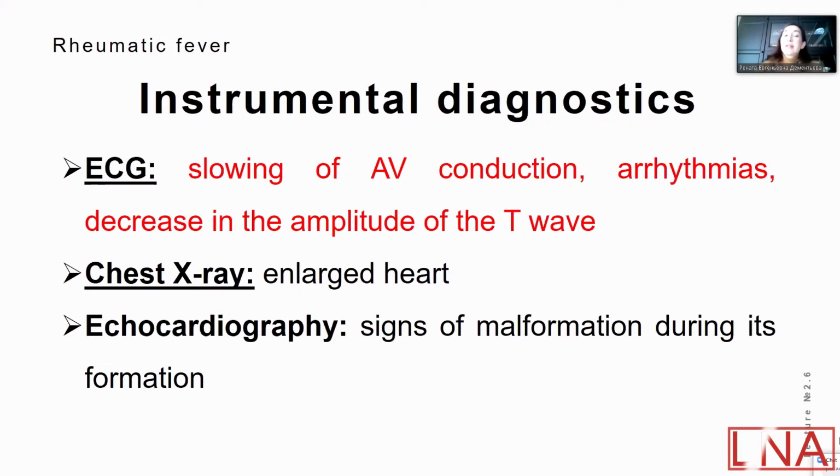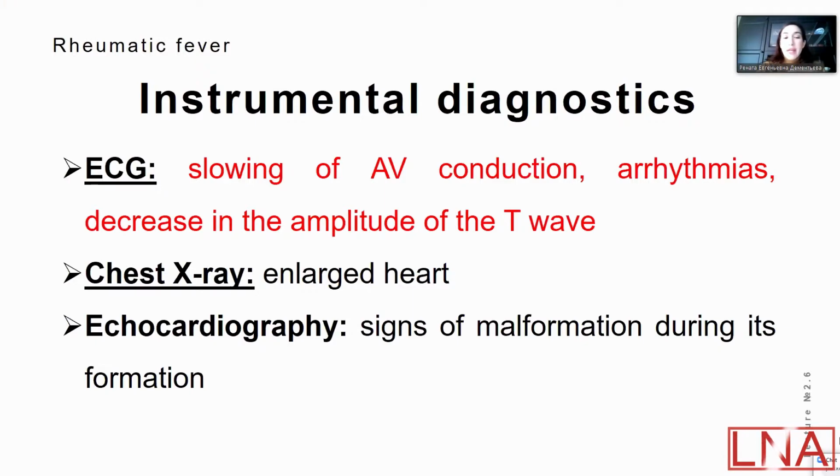Next, in instrumental diagnostics, during ECG in cases of myocarditis or endocarditis, we can find slowing of AV conduction due to immune inflammation. We can identify different types of arrhythmia due to decreased conduction function from damage, and decreased amplitude of the T wave and, in fact, of all waves.